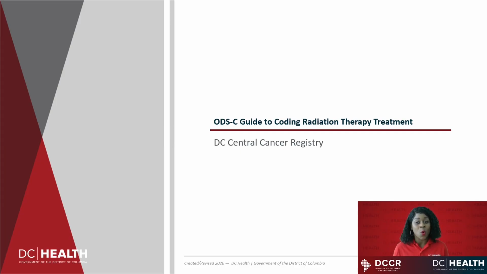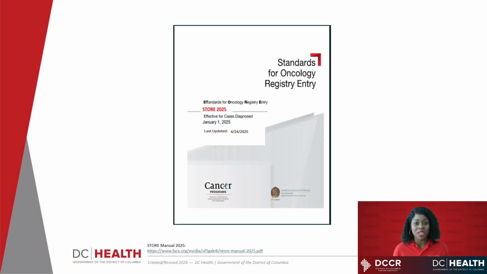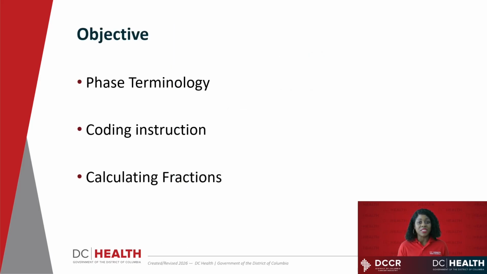In this video, we will cover the essential steps for coding radiation therapy for cancer treatment. Let's get started. When coding radiation therapy, registrars are encouraged to refer to the CTR guide available in the STORE Manual Appendix R. Let's start by breaking down key concepts and coding instruction for this topic. Today's coding objectives include clarification on base terminology, coding instruction, and calculating fractions.